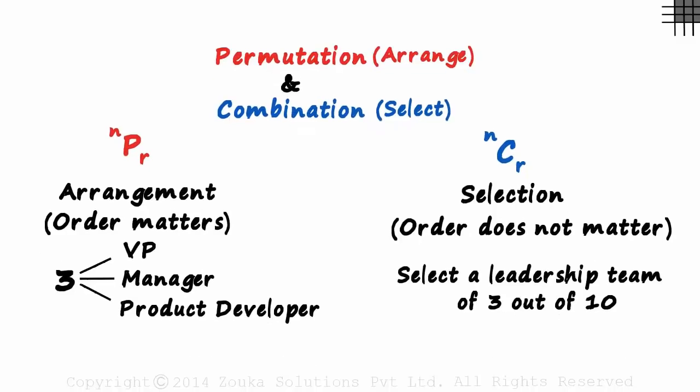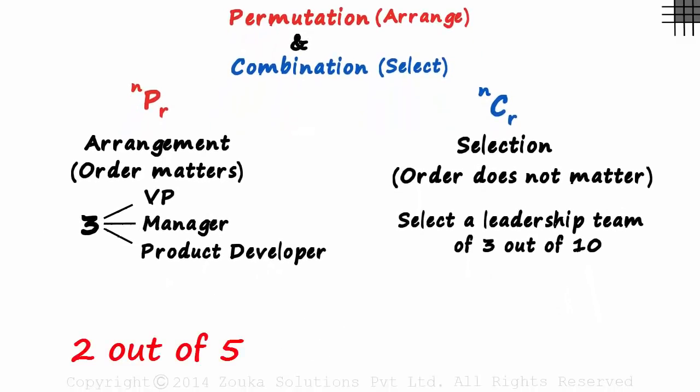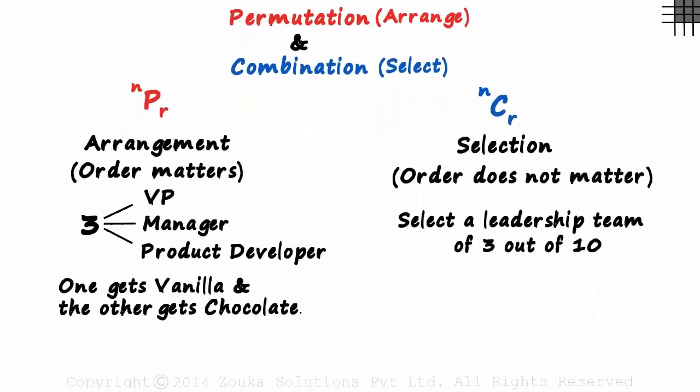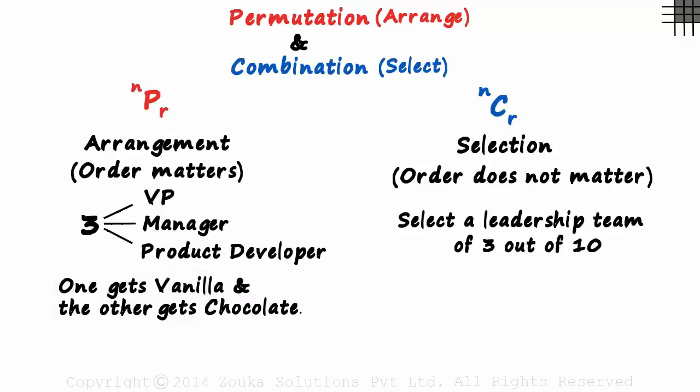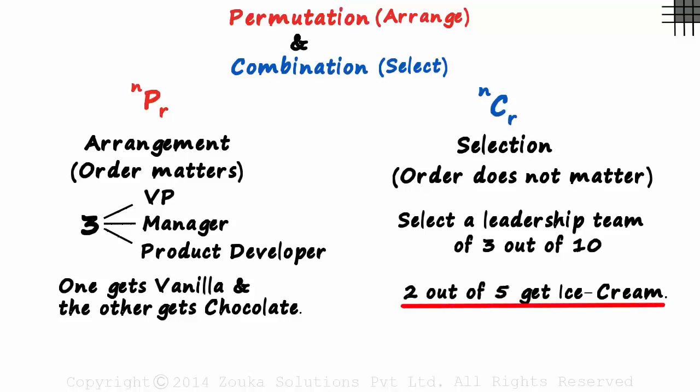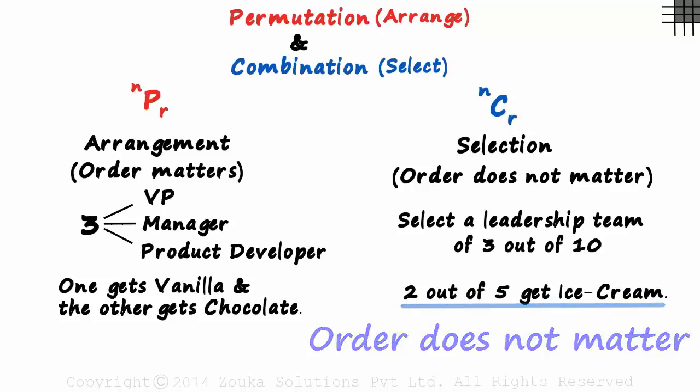Take another example. Say 2 out of 5 people get ice cream. One gets vanilla and the other gets chocolate. This is a case of permutation as each of the 2 people selected may get either vanilla or chocolate flavored ice cream. And if we are just told that 2 out of 5 get ice cream, it will be a case of combination. We aren't told anything else. Just that 2 out of 5 get ice cream. So the order clearly does not matter.